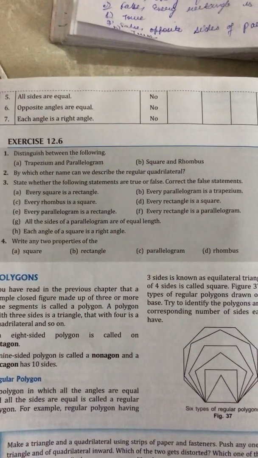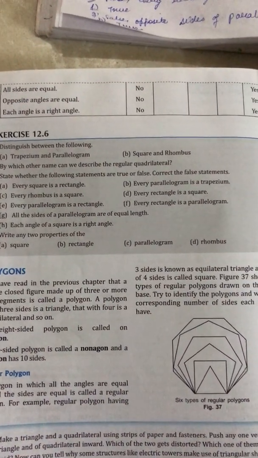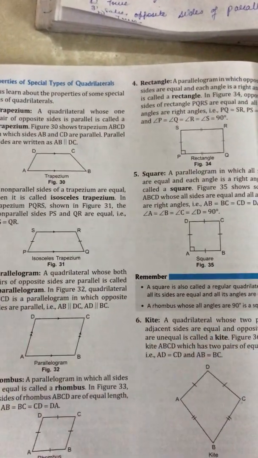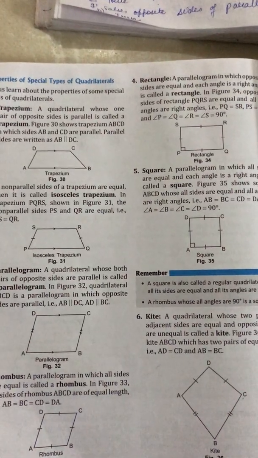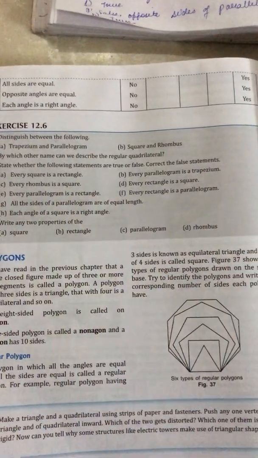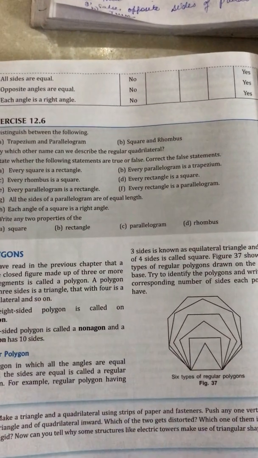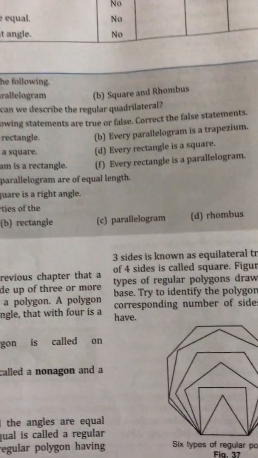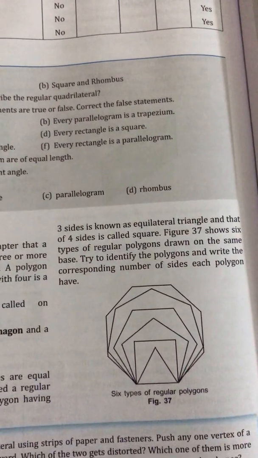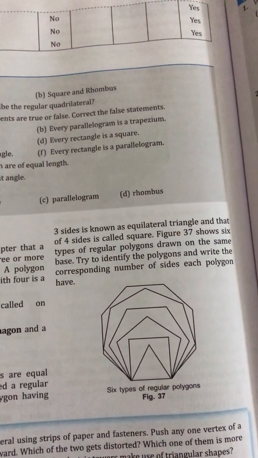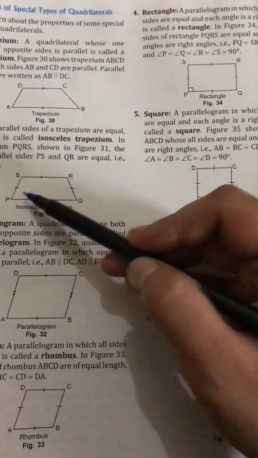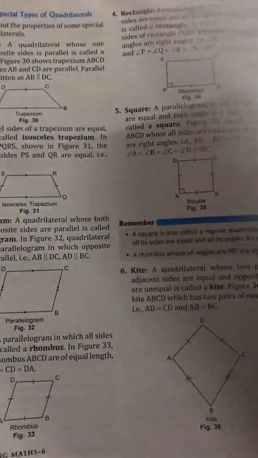B part, every parallelogram is a trapezium. This is a false statement. A parallelogram is one in which opposite sides are parallel. But in case of a trapezium, only one pair is parallel, the other is not parallel. So this statement is false. Every parallelogram is not a trapezium, but the statement should be: a trapezium can be a parallelogram. How? If I make this side of the trapezium like this, it will become a parallelogram.